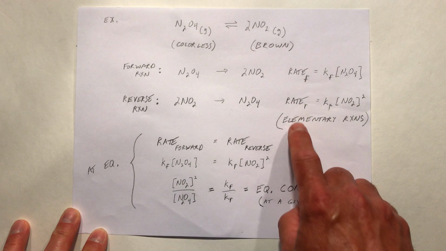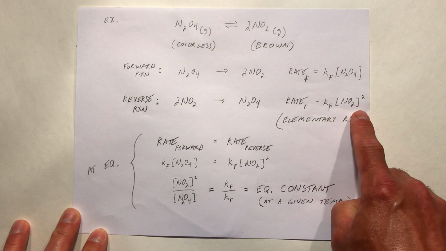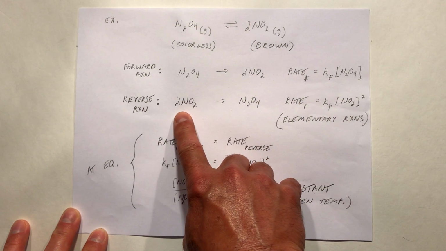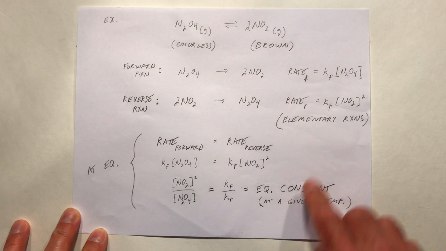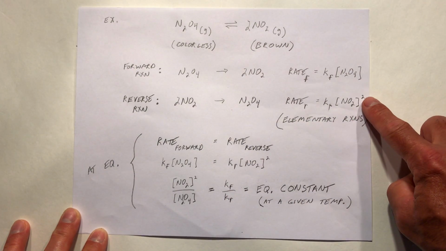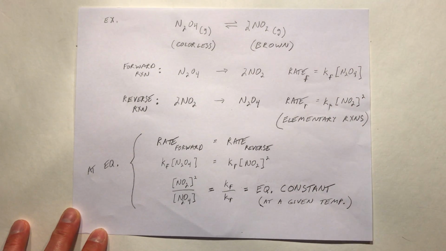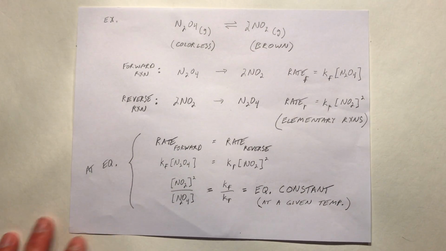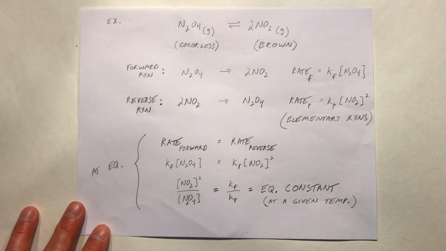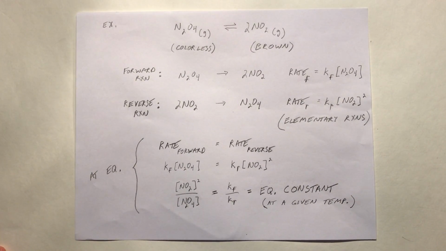And we can say that the rate law for the reverse reaction would look like this. Notice that because we have two molecules of NO2, assuming this is an elementary reaction, this would be the concentration of NO2 squared. It would be second order with respect to NO2. Now, if you would like to know more about kinetics, you can take a look at some of the videos that are posted on kinetics.